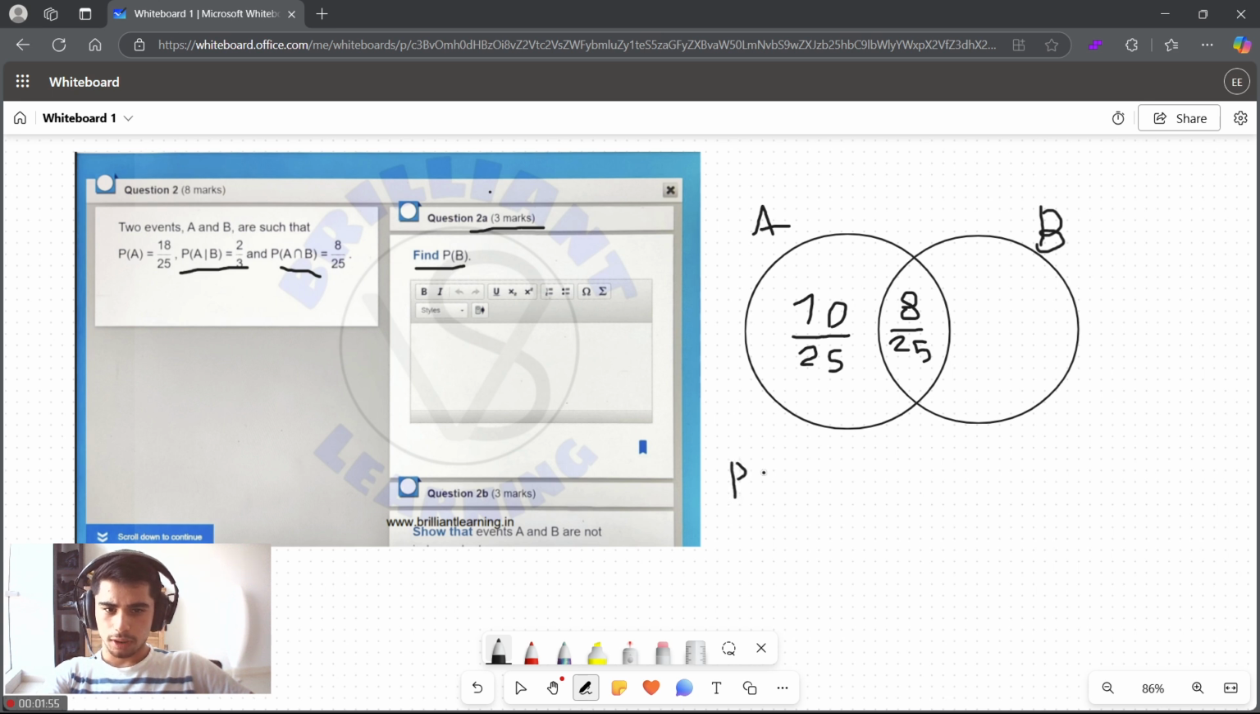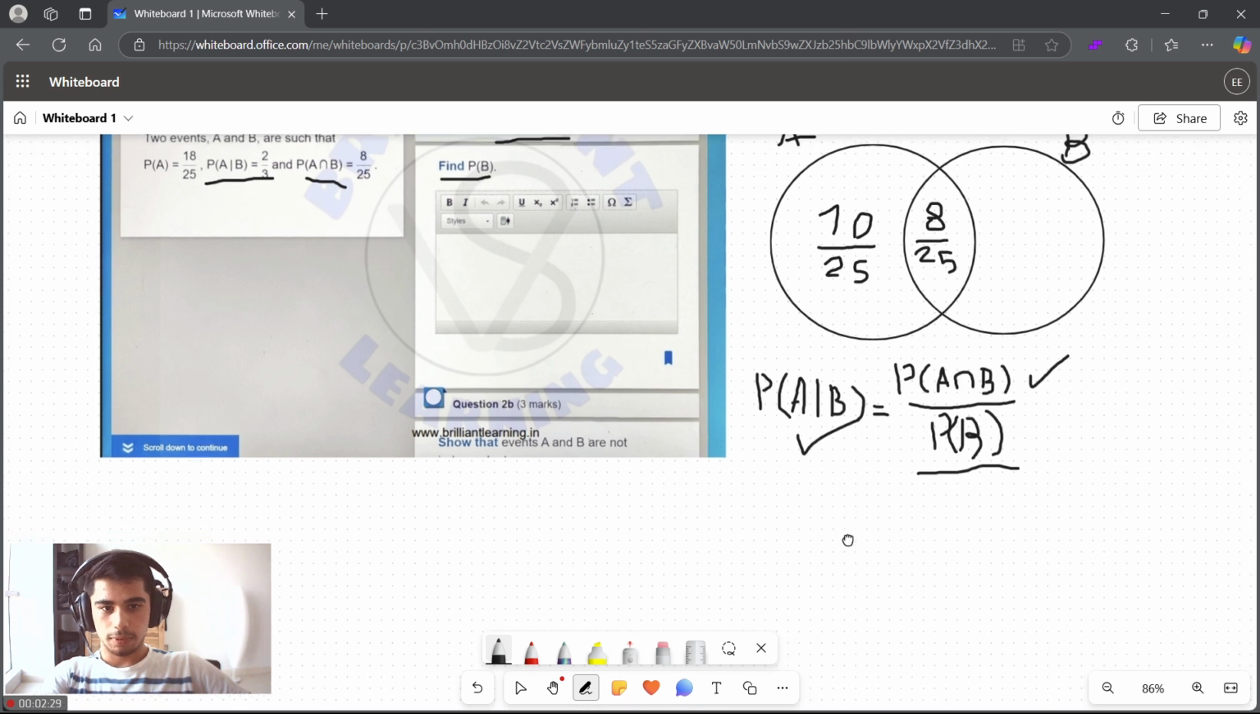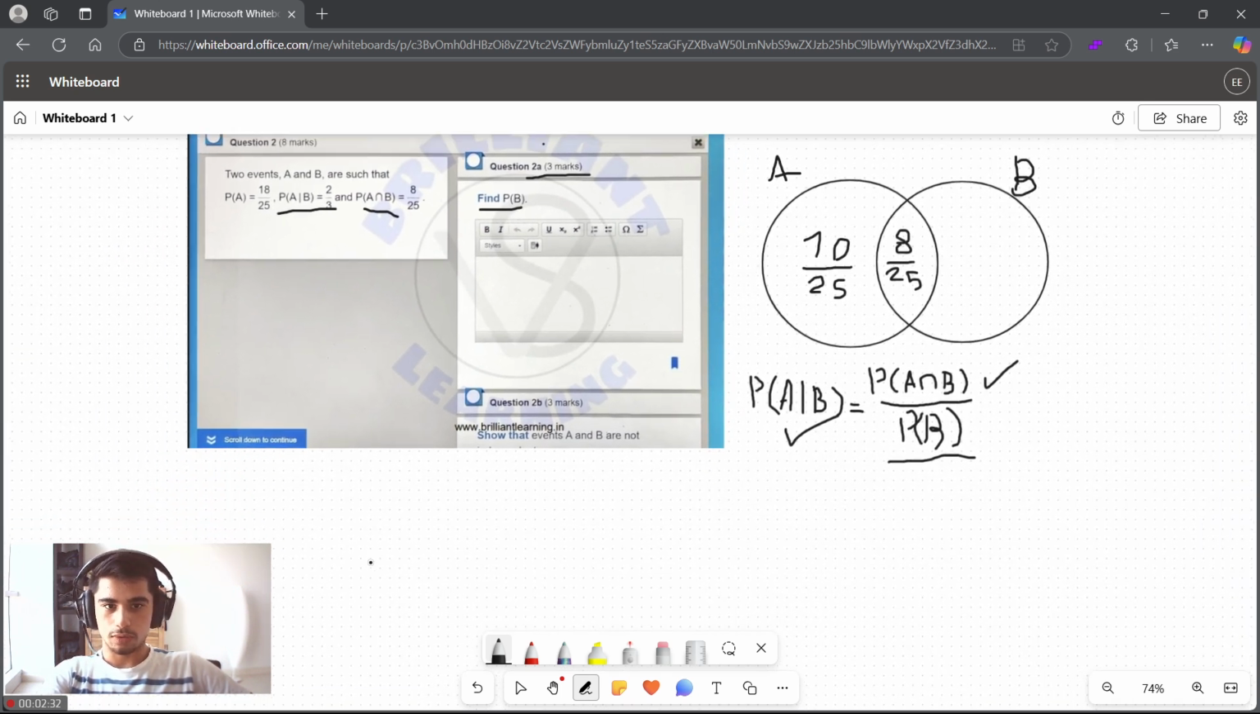So the formula that the question is asking us to use indirectly is P(A given B), which is our 2 over 3 this time, is equal to P(A intersection B) over P(B). Because that way we have this and we have this, and we need to find this. Using this, it's quite simple to find P(B) because now it is an equation that we can just use simple algebra to solve.